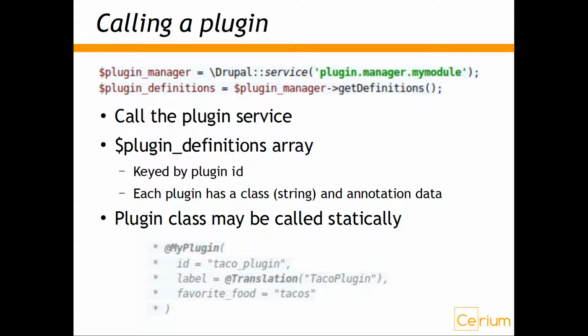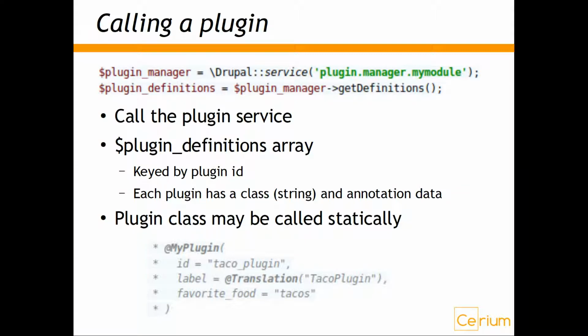But yeah, to call a plugin is very simple. You call a plugin manager by going to \Drupal::service, and then you call the same service that you registered. Then you get the plugin definitions by calling the getDefinitions function. That plugin definitions array is going to be keyed by plugin ID. I give this example at the bottom for an @MyPlugin. The ID is called taco_plugin. So in that case, when you have your definition list, there will be an array key called taco_plugin. Very simple.